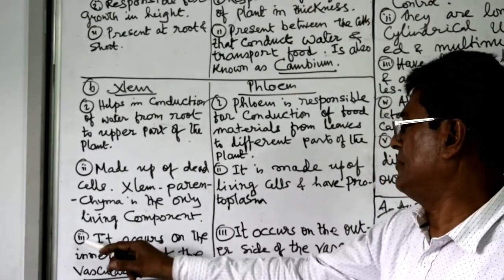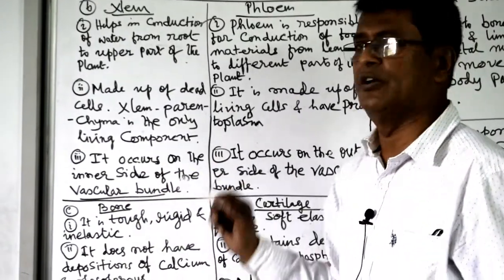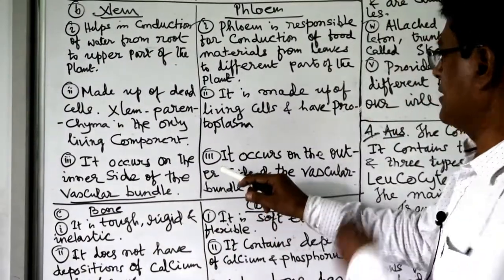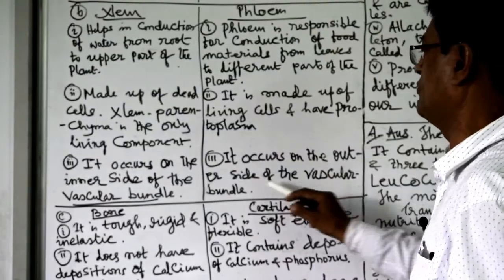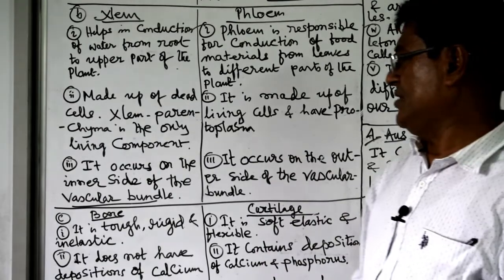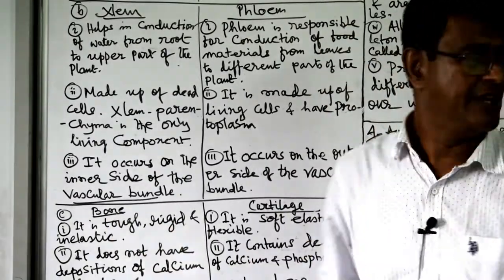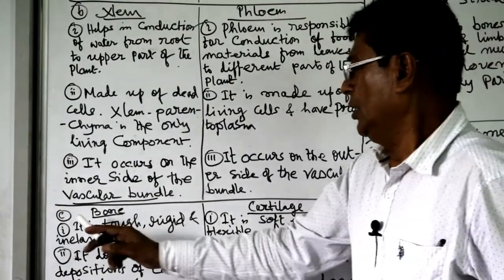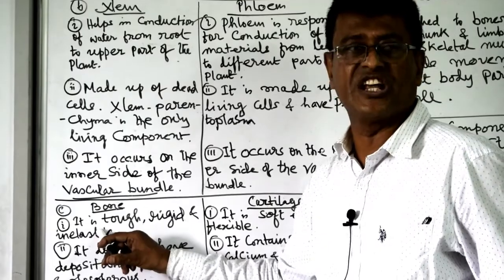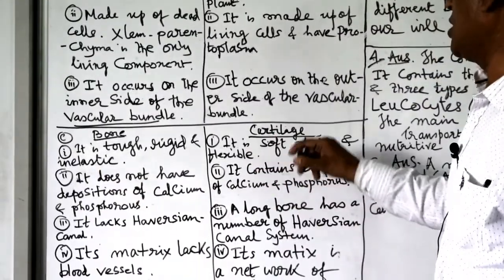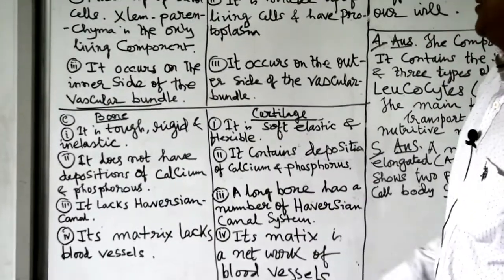Next, point number 3, the xylem occurs on the inner side of the vascular bundle. And the phloem occurs on the outer side of the vascular bundle. Coming to the comparison between bone and cartilage. Point number 1, bone is a tough, rigid and inelastic part, and cartilage is soft, elastic and flexible.